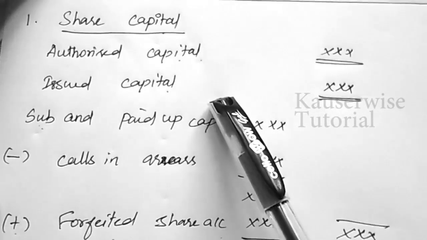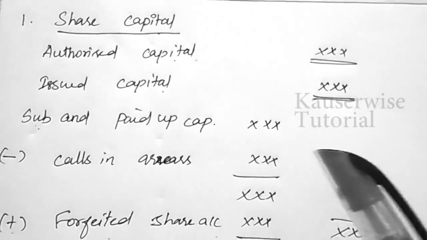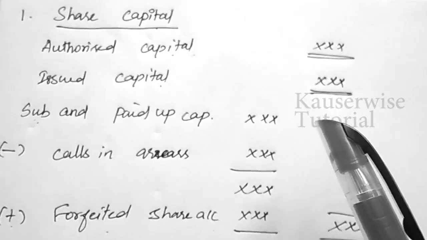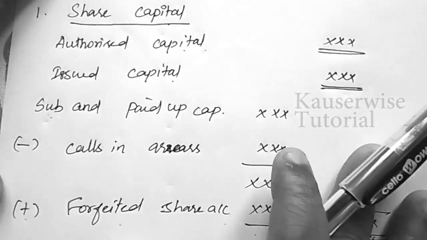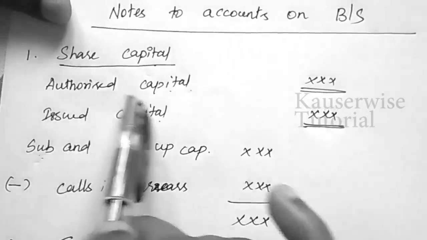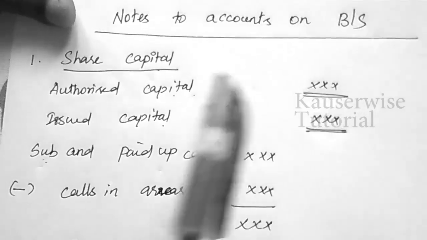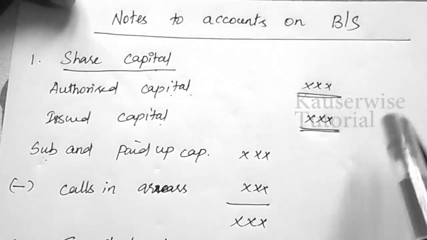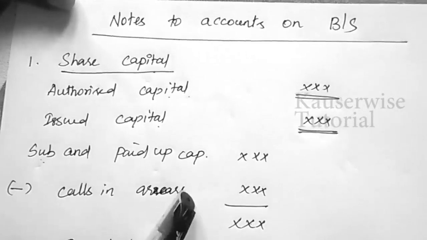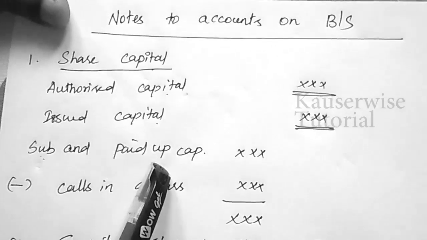Shares can be classified into two categories. One is equity shares and preference shares. So if the company has both equity and preference, you need to record both the shares, that is authorized capital of equity and preference, and issued capital of equity and preference separately, and just put a double line and then write the subscribed and paid up share capital.